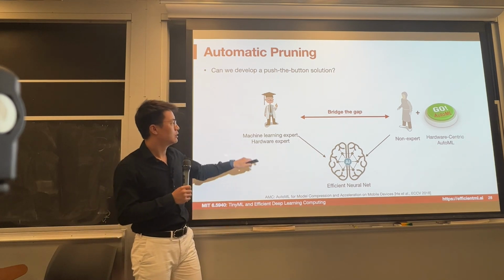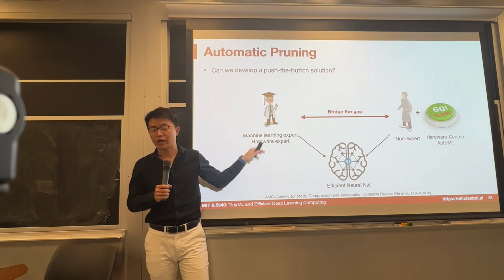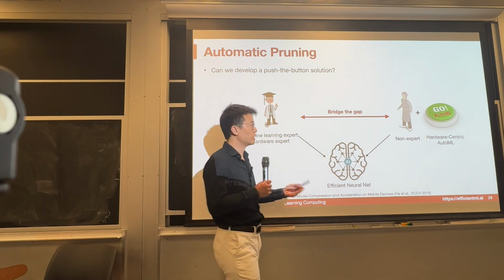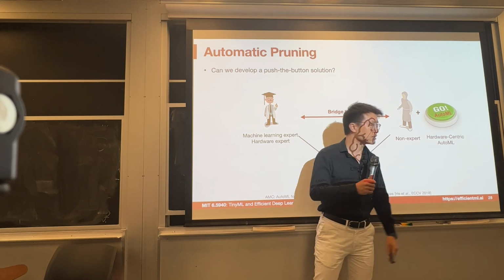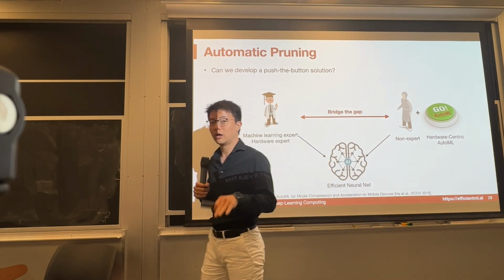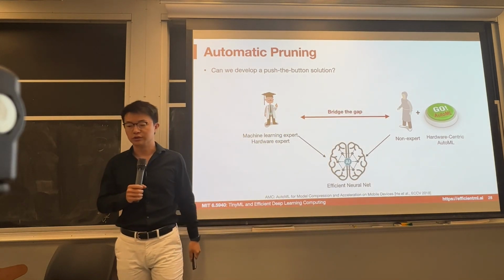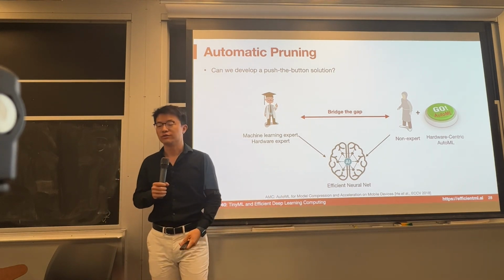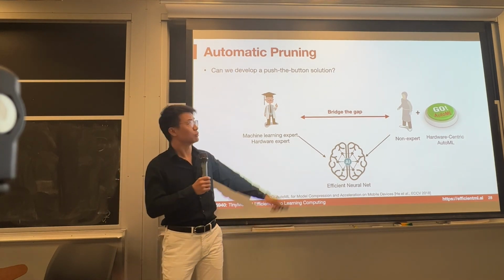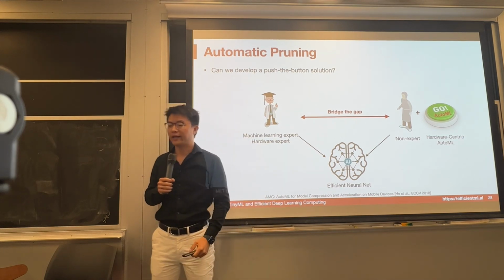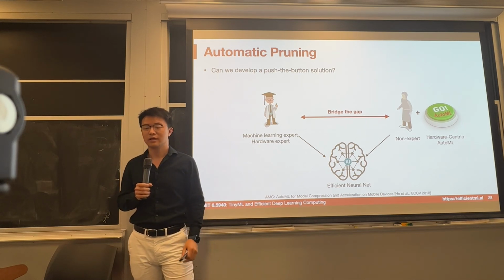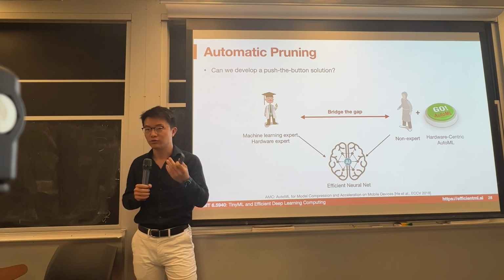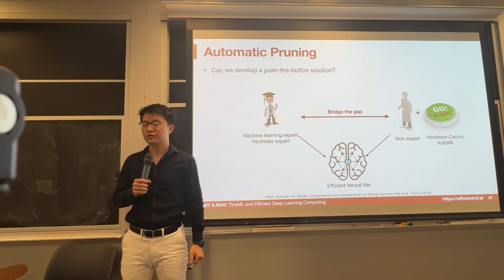We want to enable not only the machine learning expert and hardware expert to do such model compression and optimization, but also enable those non-expert, plus a hardware-centric AutoML, to provide a push-the-button solution to derive this efficient neural net. So that's the motivation for automatic pruning: to give a push-the-button solution. Specify the target accuracy loss and the target model size, and I give you a model, and I return you a smaller model.